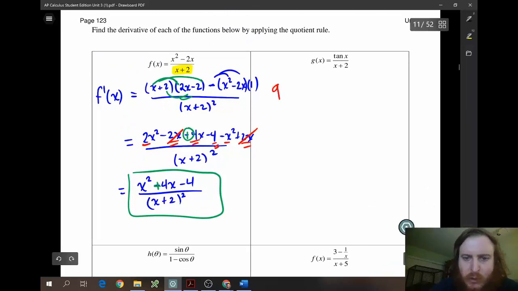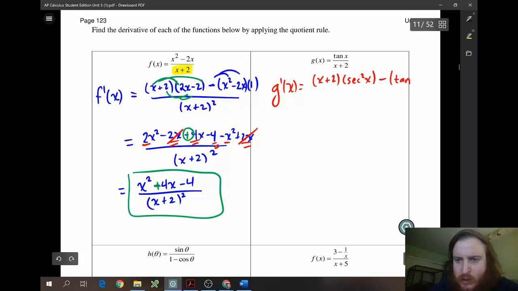Okay, so g prime of x. We have low, d high. Now, derivative of the tangent we just learned was secant squared. So we're just going to write secant squared x for that. Then minus high, tangent of x. D low is going to just be 1. All divided by x plus 2 squared.